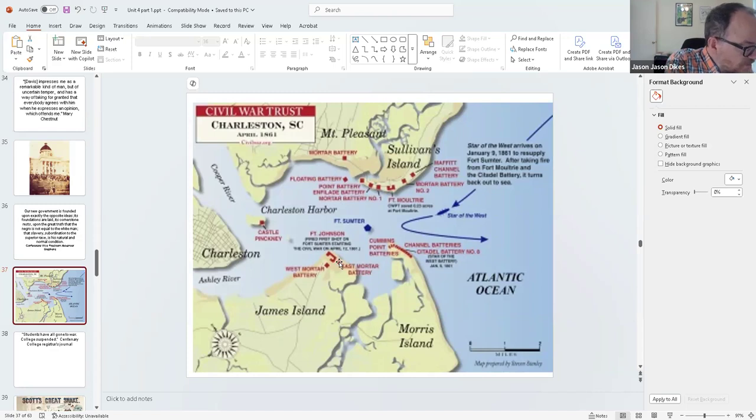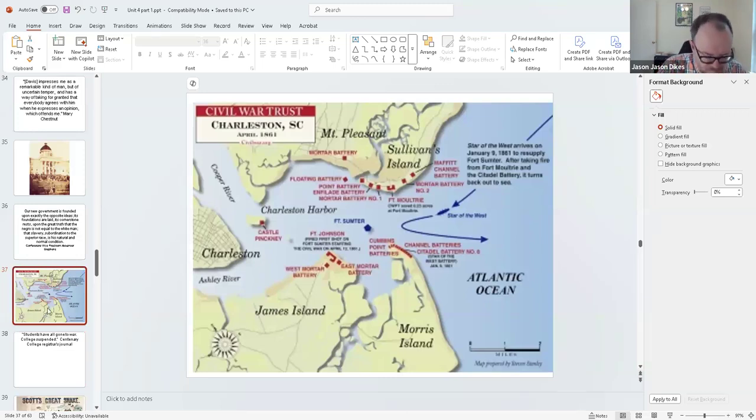Eventually, on April 12th, 1861, Confederate forces opened fire on Fort Sumter, a battle that lasted for about 36 hours before Fort Sumter finally surrendered. The fort was pretty beaten up by then, and parts of it had caught fire. But this will be the beginning of the war.